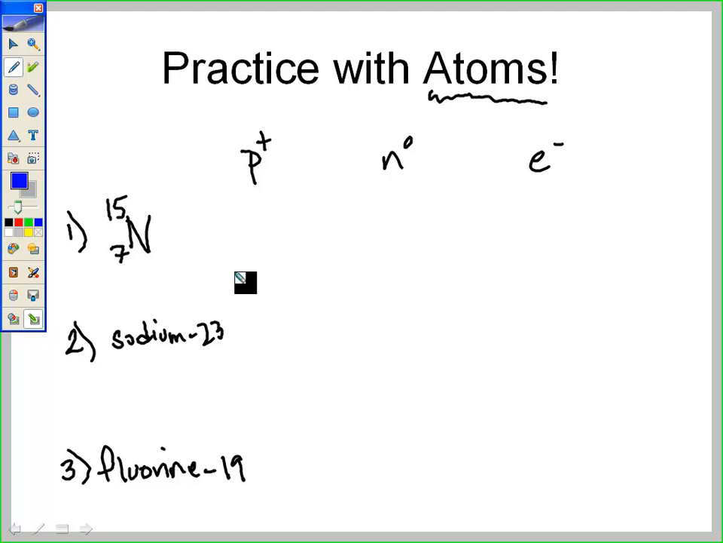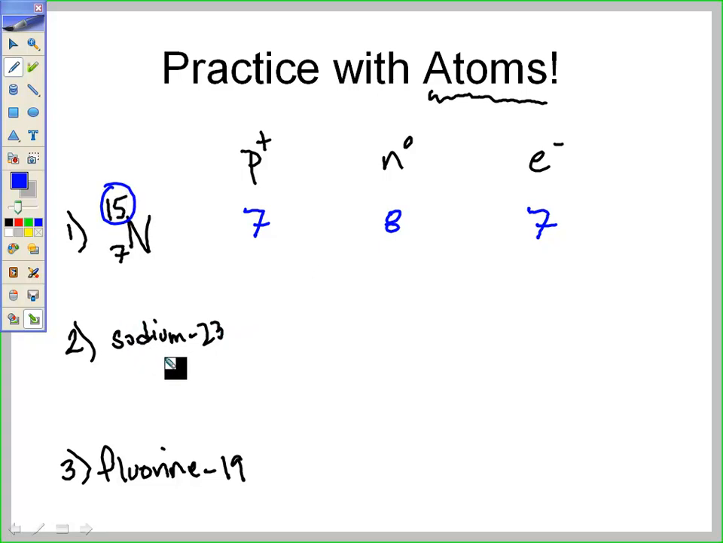Okay, let's see how you did. For number 1, the number of protons is the atomic number. That's 7. Since this is an atom, it needs to have 7 electrons as well to be electrically neutral. 7 pluses, 7 minuses gives me 0 overall. Then for my neutrons, I'm going to take my mass number, which is protons and neutrons, which has to add up to 15. So I have 7 protons, so I have to have 8 neutrons to equal my 15.